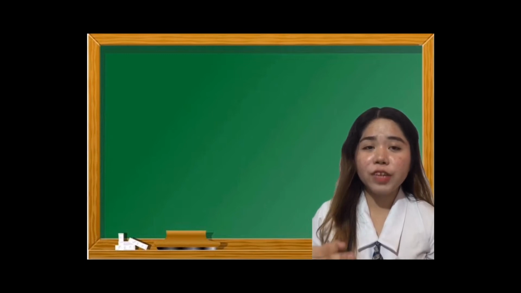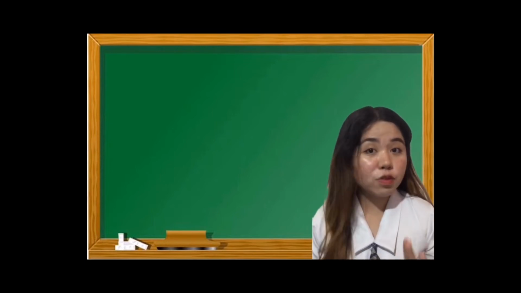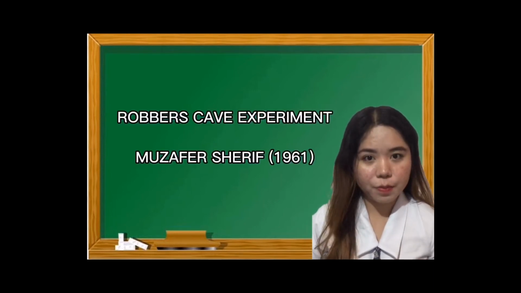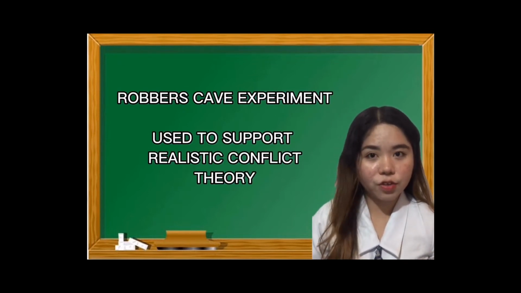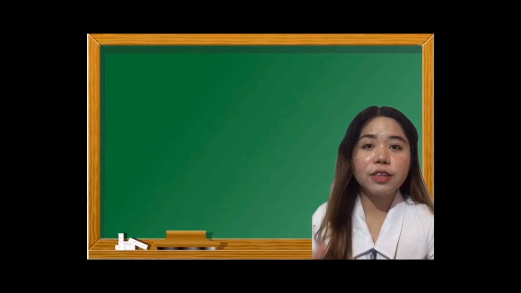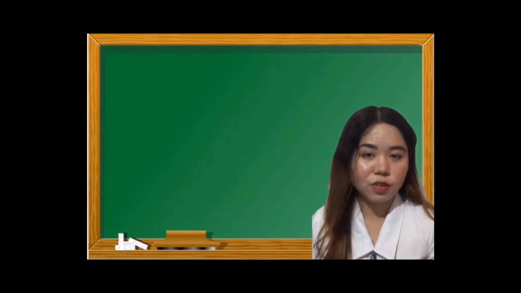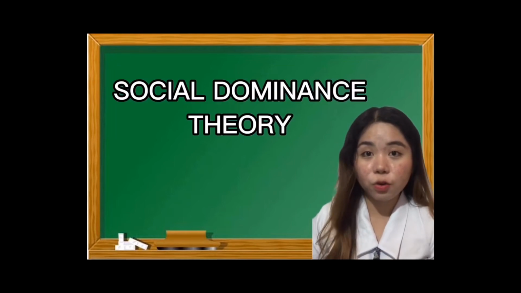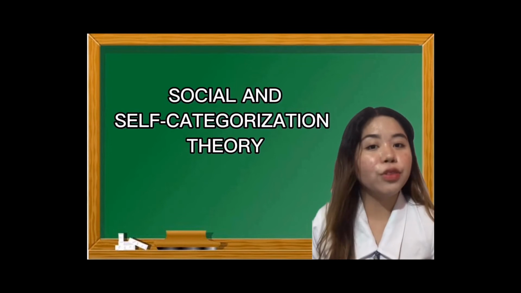So the formation of intergroup conflict was investigated in a popular series of studies by Muzafer Sherif and colleagues in 1961 called the Robbers Cave Experiment. So the Robbers Cave Experiment was used to support realistic conflict theory. Muzafer Sherif argued that intergroup conflict occurs when two groups are in competition for limited resources. And other prominent theories relating to intergroup conflict include social dominance theory and social identity and self-categorization theory.